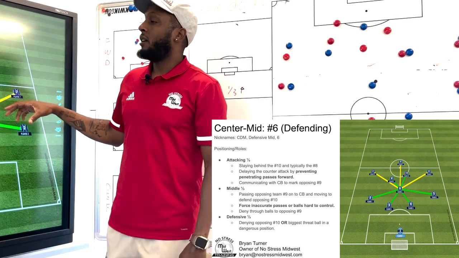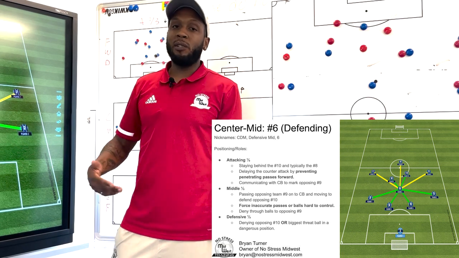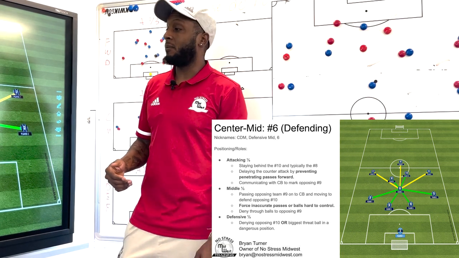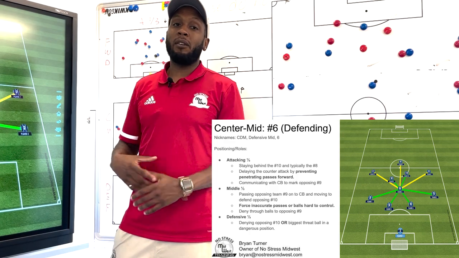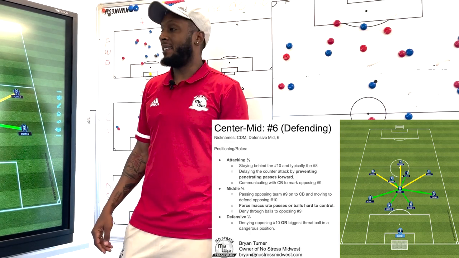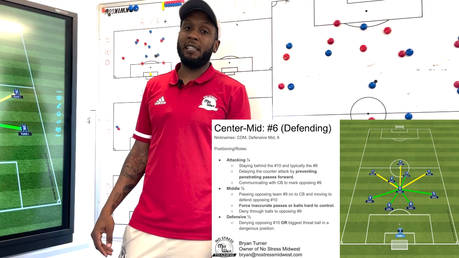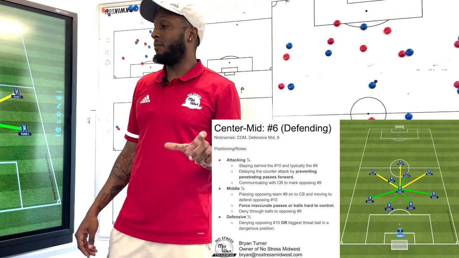In the middle third, passing off the opponents if need be, forcing those inaccurate passes if possible, and then just trying to deny the ball into that opposition player, whether it's the 9, whether it's the 10. And then in our defensive third, just denying the opposing 10 or whoever's the biggest threat, center mid, the ball in dangerous positions.